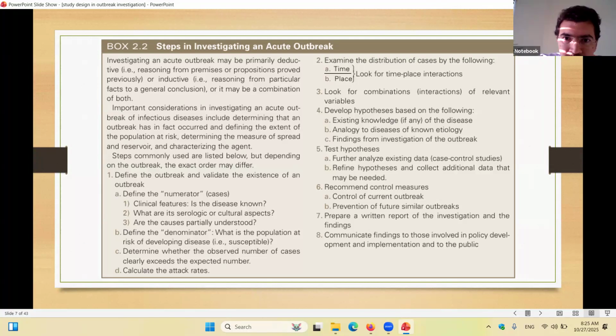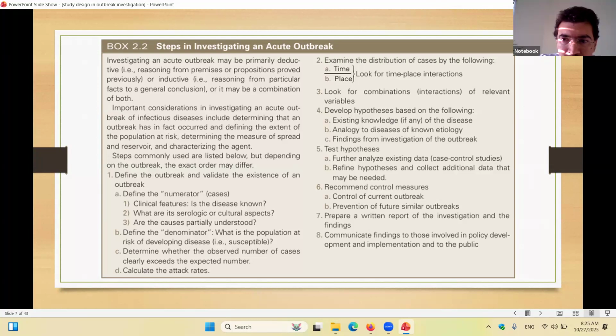The second step, we define cases according to time and place, and also we look for time-place interactions. The third step, look for combinations or interactions of relevant variables. The fourth step, develop hypotheses based on the following.